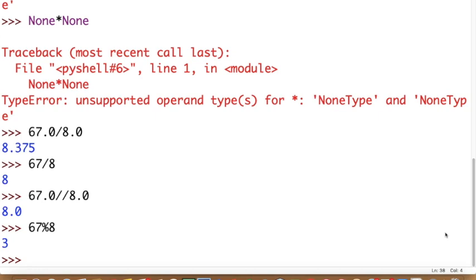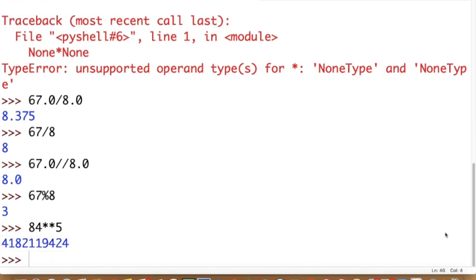Now let us go for the exponentiation, that is 84 star star 5. Let us find out what it gives. You can see that the Python compiler is very efficient in terms of calculations. Such a large exponentiation can be done using Python. It is giving you an integer value for that exponentiation. You should evaluate yourself also what is the value of 84 raised to the power 5 and find out if it matches with the same value or not.